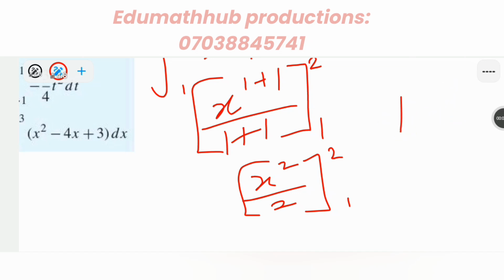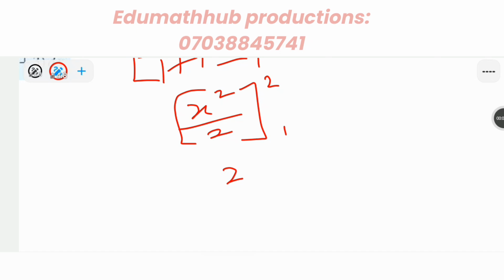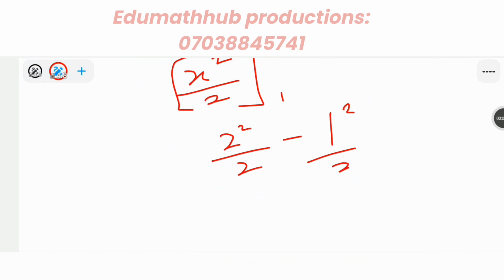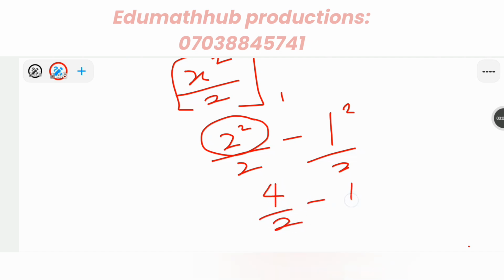So let's apply the limits now. Anywhere you see x, start with the upper limit, which is 2. So anywhere you see x, you apply 2 there. So there's x here, I'm going to put in 2 there. So this will give you 2 raised to the power 2 divided by 2 minus 1 raised to the power 2 divided by 2. So 2 raised to the power 2 is 4. Okay, so you have 4 over 2 minus 1 over 2.